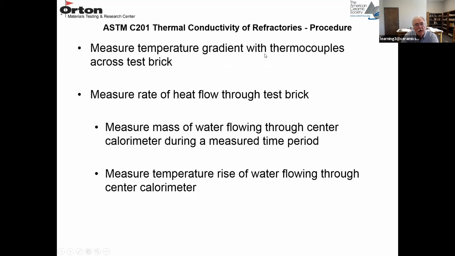And you're measuring the temperature gradient with the thermocouples that are embedded in the test brick in the hot and cold face. You measure the rate of heat flow through the test brick as follows. In a certain time period, and we usually use about 3 minutes, you measure how much water flows through the center calorimeter. Like I just mentioned, we use about 3 minutes in our lab, and then we measure the mass of water. And we know the temperature rise of the water flowing through the calorimeter from our thermopiles embedded in the entrance and exit water wells.